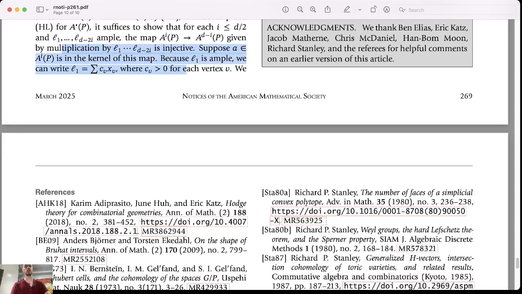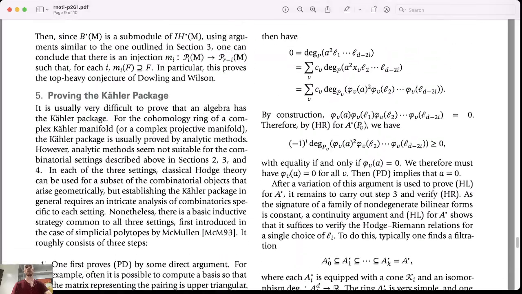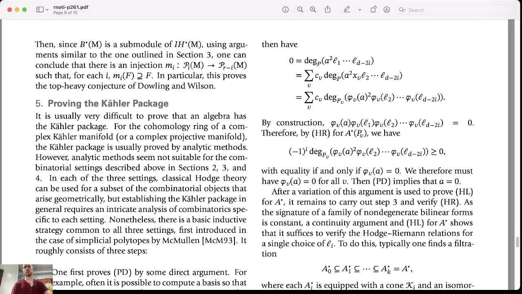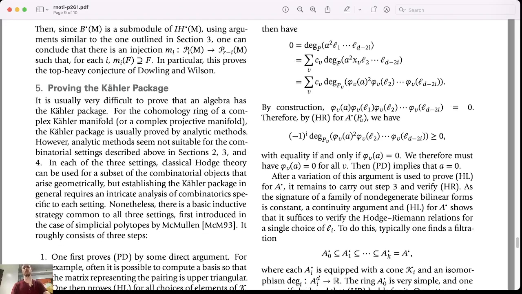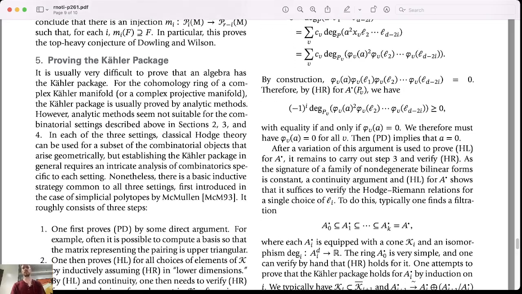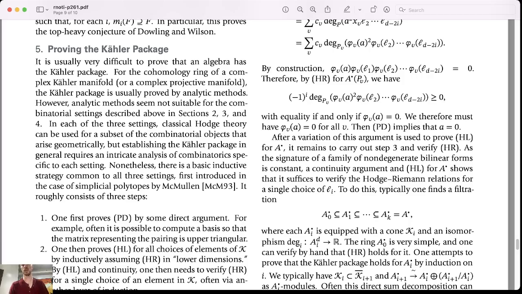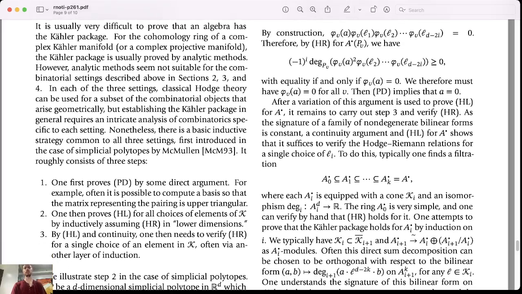Because L1 is ample, we can write L1 equals sum c_v x_v, where c_v is bigger than 0 for each vertex v. We then have 0 equals the degree over P of a squared L1 ... L_{d-2i} equals sum over v of c_v degree P of a squared x_v L2 ... L_{d-2i} equals sum over v of c_v degree P_v of a_v squared L2_v ... L_{d-2i}_v. By construction, a_v, L1_v, L2_v ... L_{d-2i}_v equals 0.